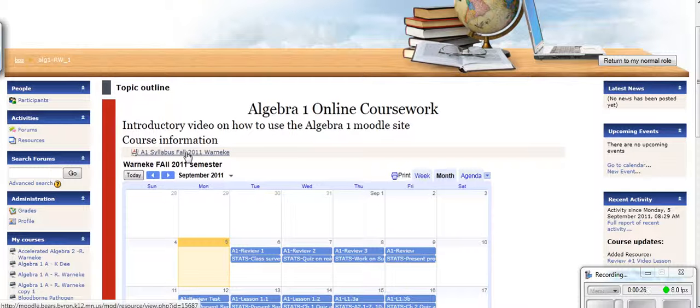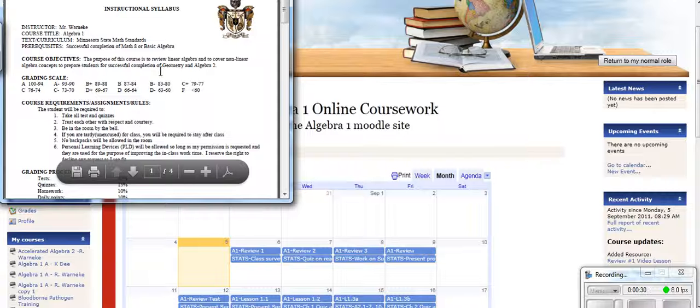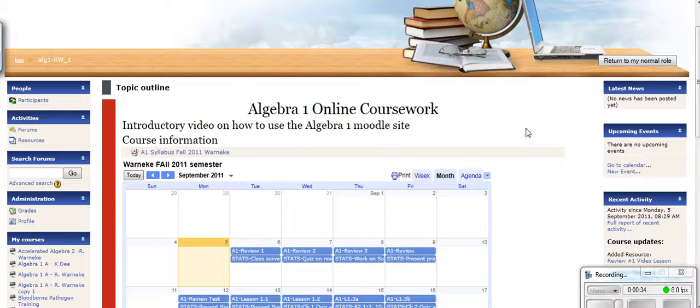We have our syllabus for the fall semester. You can click on that. It's a PDF, so you can print that off if you like, or at least have access to it if you left it at school.